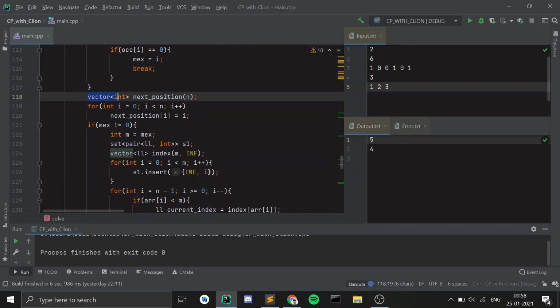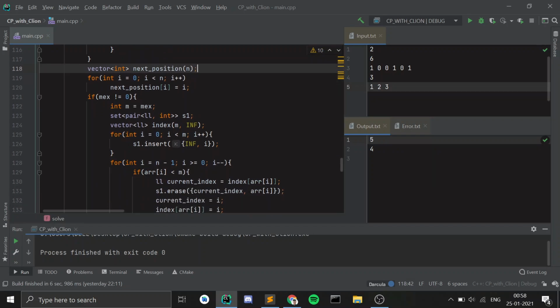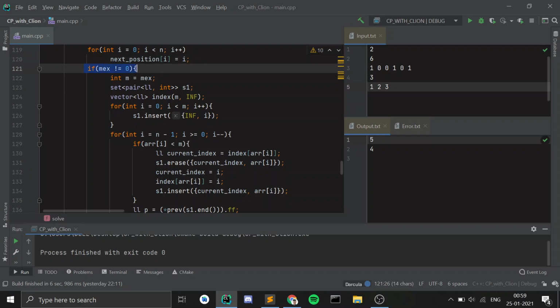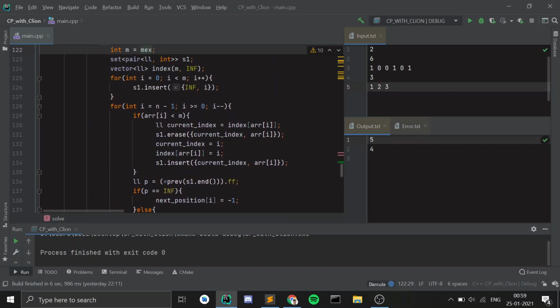And this next positions vector is simply telling me that if I start my segment at I, when will I end it, right? So initially I have marked them as I, that if you start at I, you will end at I. This is simply to consider the case when your MEX is equal to 0, because if your MEX is equal to 0 and you start at a particular index, you can definitely end at that same index only, right? And then if my MEX is not equal to 0, then I'm doing what I've told you.